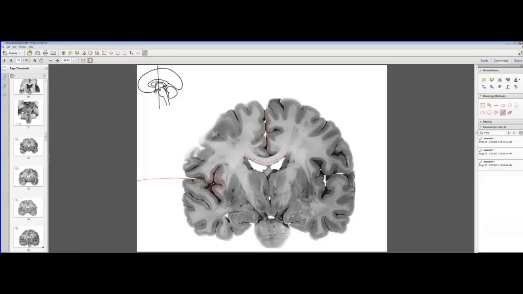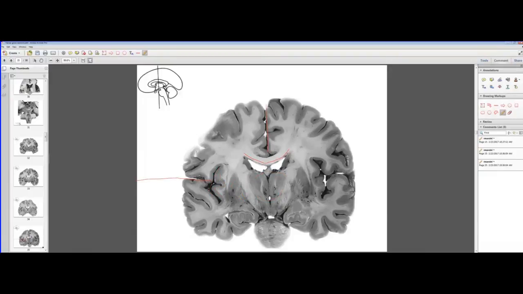Okay, so we have our caudate. Now we see thalamus for the first time. So this is now the posterior limb of the internal capsule, but nevertheless, putamen is still on the other side, and we have two segments of the globus pallidus right here.